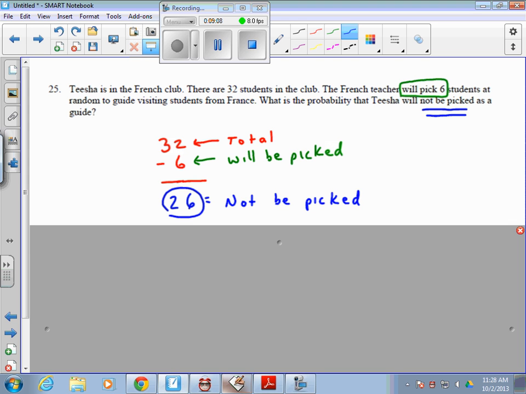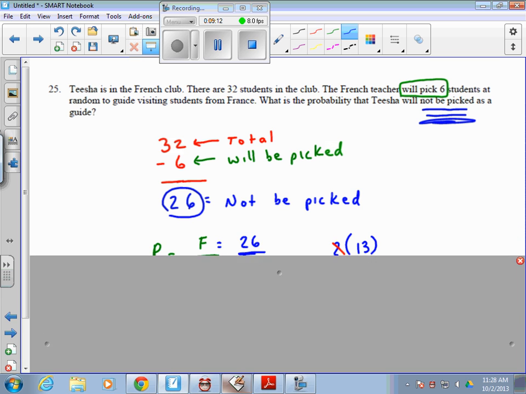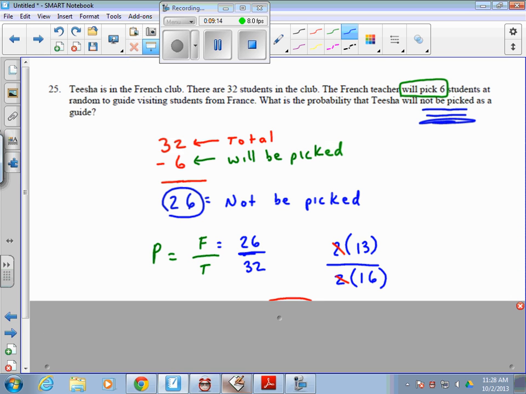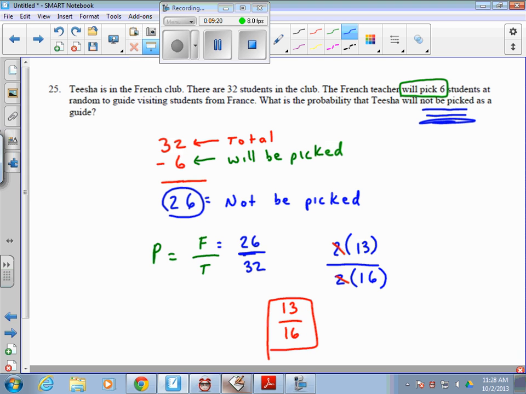So the favorable outcome, since it says not to be picked, the favorable is 26. Remember, probability is favorable over total, so 26 over the total 32. The number 2 goes into both, 2 times 13 and 2 times 16, so 13 out of 16, that Tisha will not be picked.